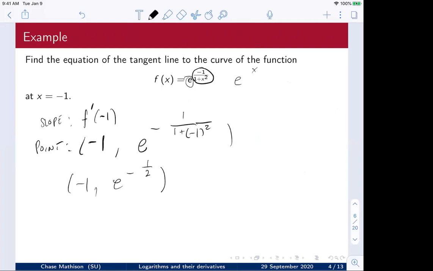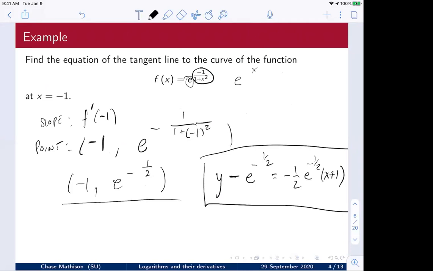My point was right here. So I can write down this equation for this line. Remember, point slope form is my go-to. And I'm going to ask on the exams usually for you to write it in point slope form because I think it's so much easier to do. So y minus e to the minus 1/2 equals m, the slope, negative 1/2 e to the negative 1/2 times x minus minus 1, which gives me x plus 1. And you're done. No need to fuss with that anymore.